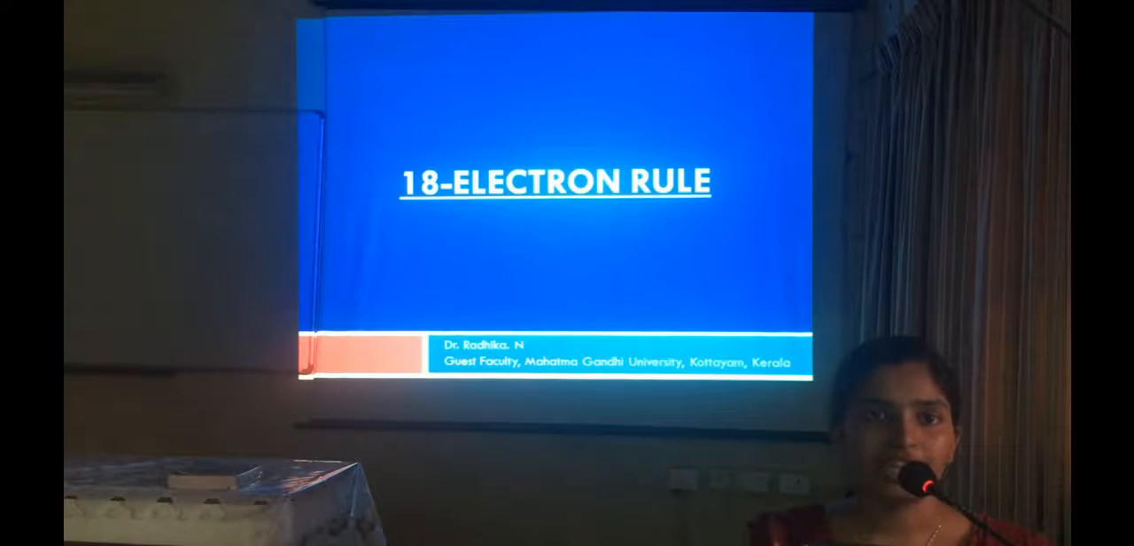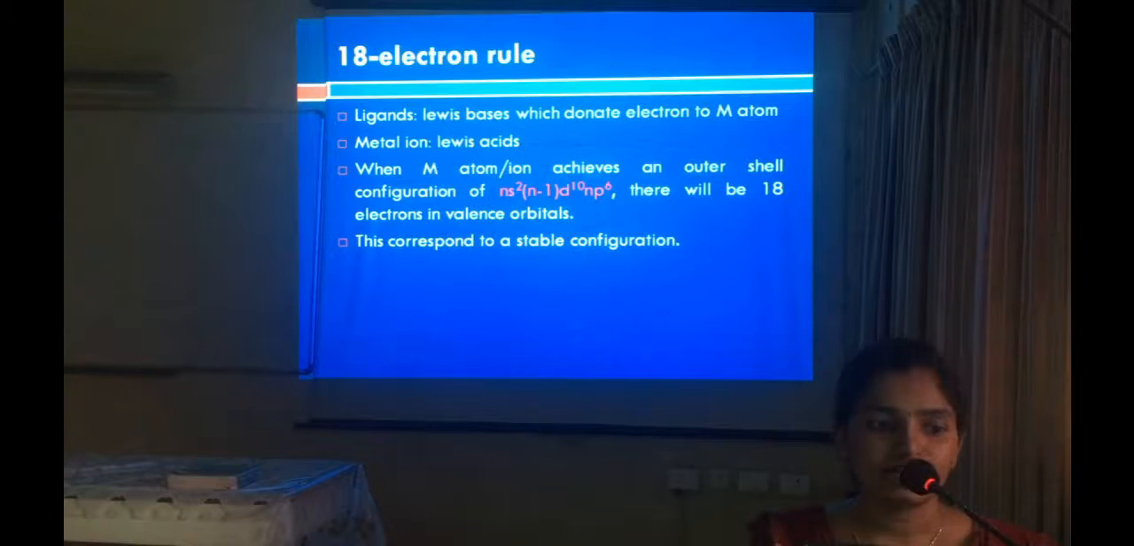Going to take a class on the 18 electron rule. The 18 electron rule is used to predict the structure and stability of organometallic complexes. In the 18 electron rule, ligands are considered as Lewis bases which donate electrons to the metal atom, and the metal ion will act as a Lewis acid. When the metal atom or ion achieves an outer shell configuration of ns2, (n-1)d10, np6, there will be 18 electrons in valence orbitals, and this corresponds to a stable configuration.